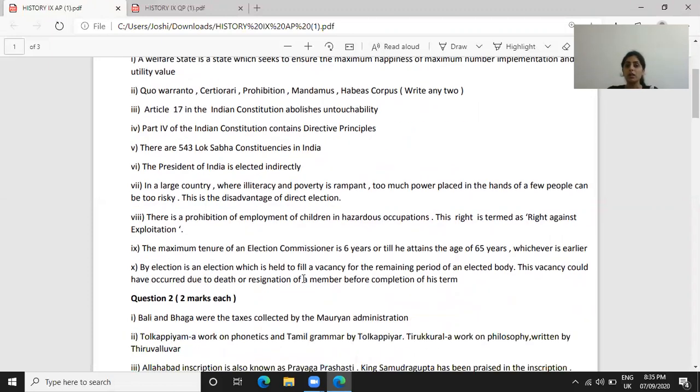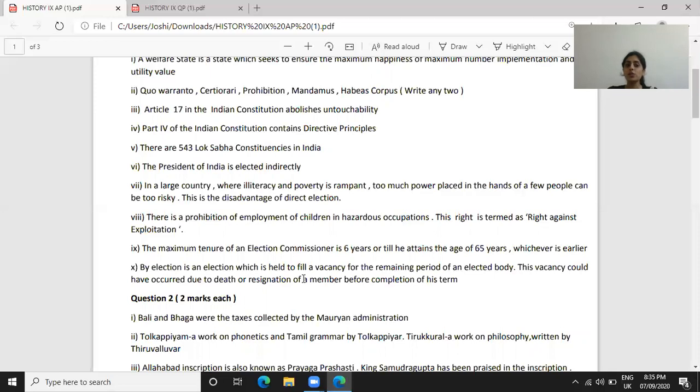Answer 9. The maximum tenure of an election commissioner is of 6 years or till he attains the age of 65 years, whichever is earlier. And answer 10th. By-election is an election which is held to fill a vacancy for the remaining period of an elected body. This vacancy could have occurred due to death or resignation of a member before the completion of his term. If your rest 5 answers are also correct, give yourself 5 on 5. So students who have scored 10 on 10, very good.